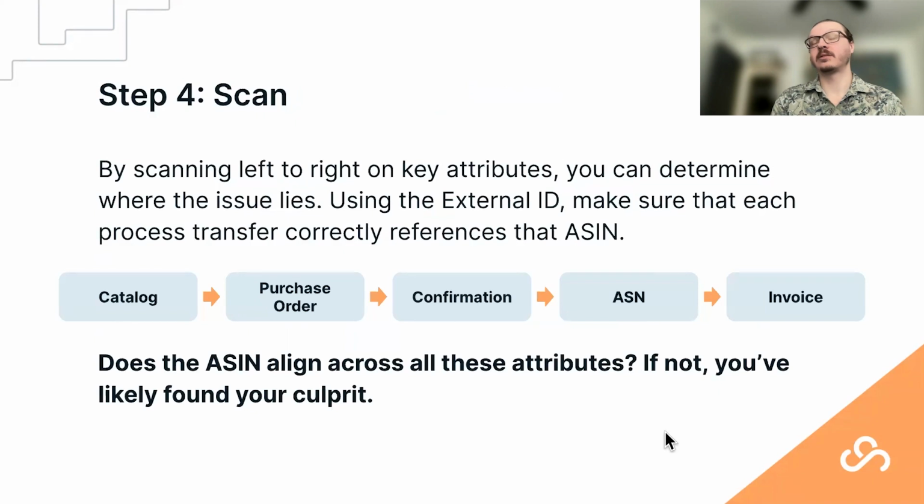So last but not least, we've got all of our data and our ducks in a row. We're going to scan left to right to see if we can identify any breaks in the chain or any defects where across this end-to-end process there might be an issue. So one of the key things that we'll call out here is the external ID. There's some pretty critical pieces of data that Amazon uses throughout their receive process, external ID being one of them. So if we see any discrepancies, whether that's in the data or something physical in this process, we've probably identified the culprit or a potential cause of a shortage claim.